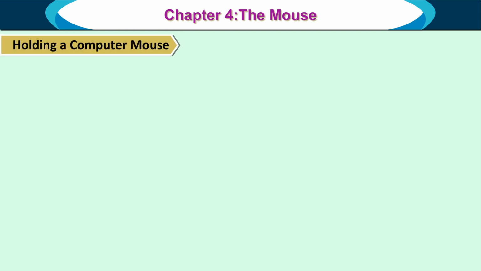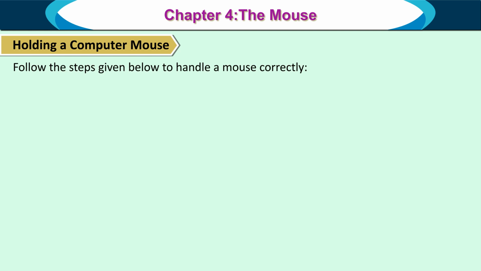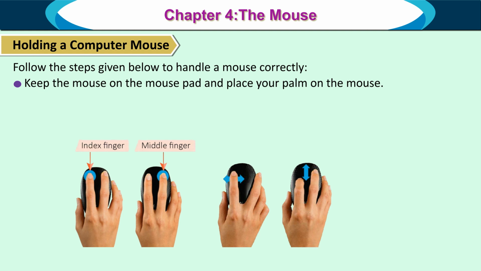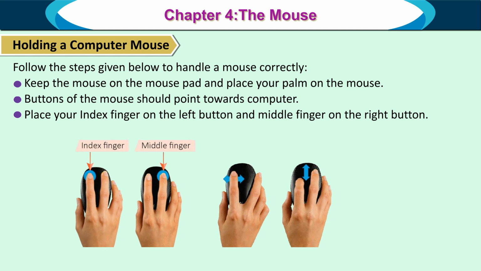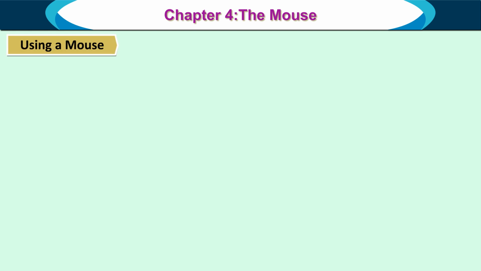Holding a computer mouse. Follow the steps given below to handle a mouse correctly. Keep the mouse on the mouse pad and place your palm on the mouse. Buttons of the mouse should point towards computer. Place your index finger on the left button and middle finger on the right button. Use your index finger to move the scroll wheel.